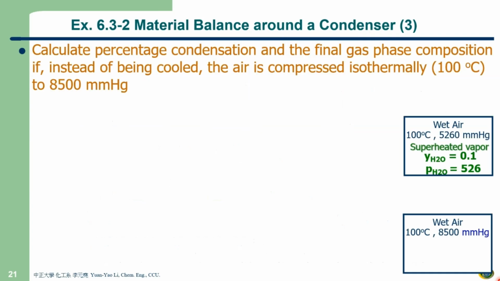The third question is: calculate the percentage condensation and the final gas phase composition if, instead of reducing the temperature from 100 to 90 to 80, we increase the pressure. So the air is compressed isothermally. Isothermal means you keep the temperature constant. So you increase the pressure from 5,260 to 8,500 millimeters of mercury.